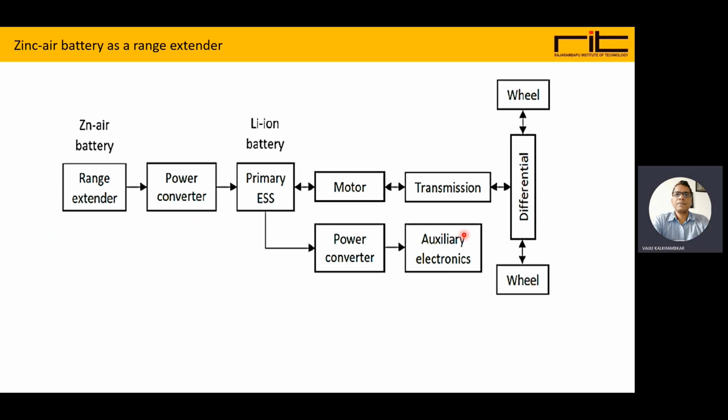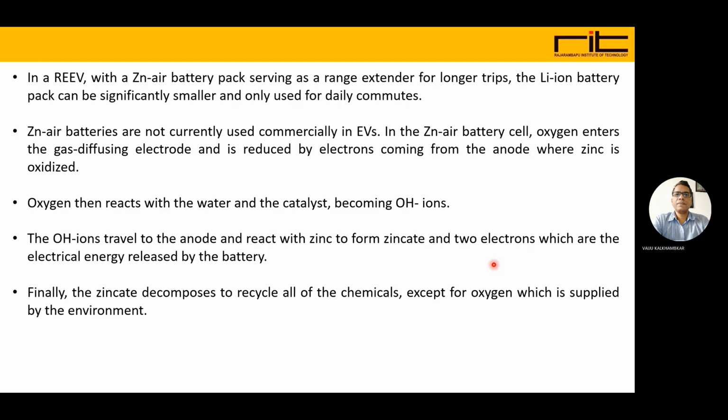So this is the battery type of range extender, and commonly the zinc air battery is used as a range extender. In a range extended electrical vehicle, the zinc air battery pack serves as a range extender for longer trips. The lithium ion battery pack can be significantly smaller and only used for daily commutes or daily running of the vehicle. Zinc air batteries are not currently used commercially in electrical vehicles.